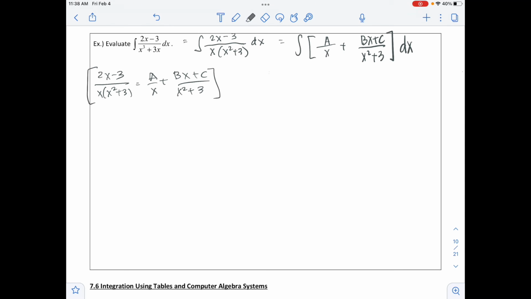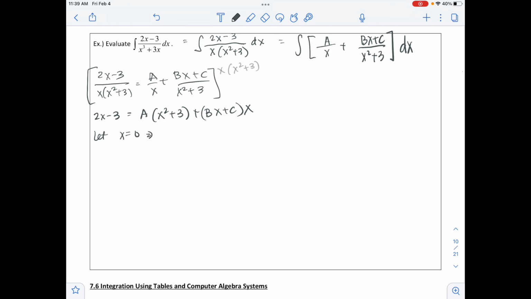And I am going to multiply both sides by that common denominator, which is x times x squared plus 3, which is going to become 2x minus 3 equals A times x squared plus 3 plus Bx plus C times x. And we talked about different ways to handle these problems. And so I'm going to go ahead and let x equal 0, because that would cancel out that last term that we have on the far right of my equation.